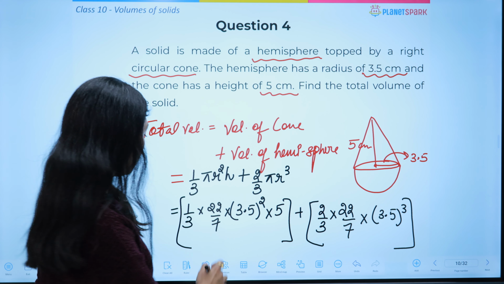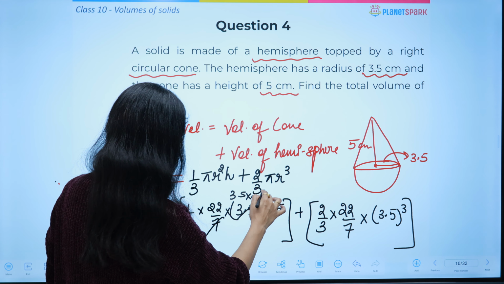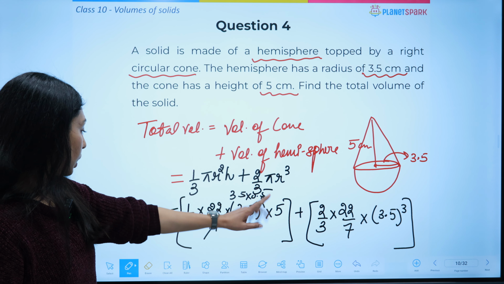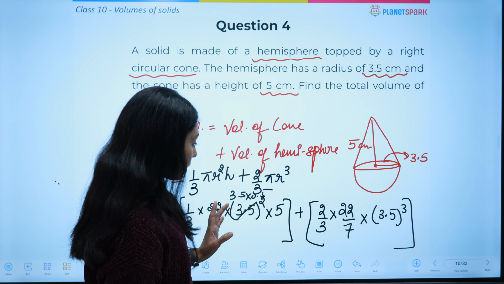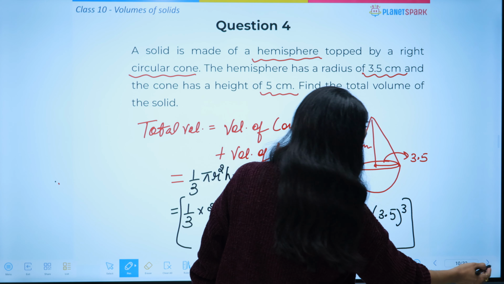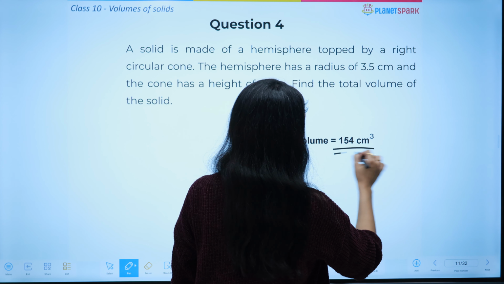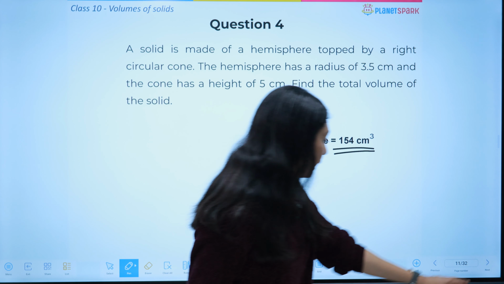Simplify this, everybody, very easy. Right, here we will be getting 3.5 into 0.5. Then you can cancel it out on 10 there. 3 stays as it is. Here also you can take it common. Okay, and on simplifying you will be getting the answer as 154 centimeter cube there. Okay, next one then.